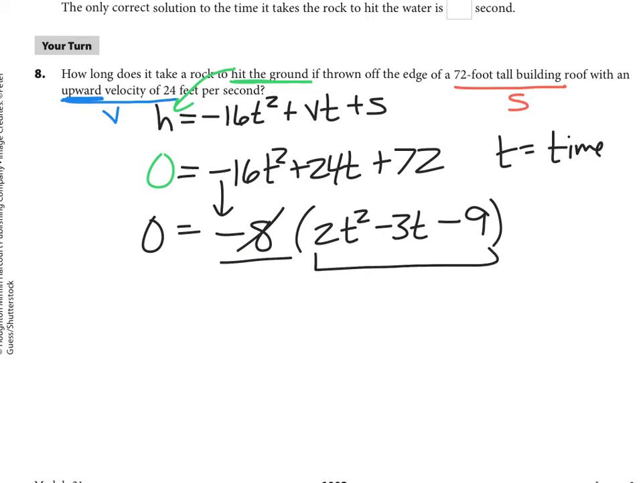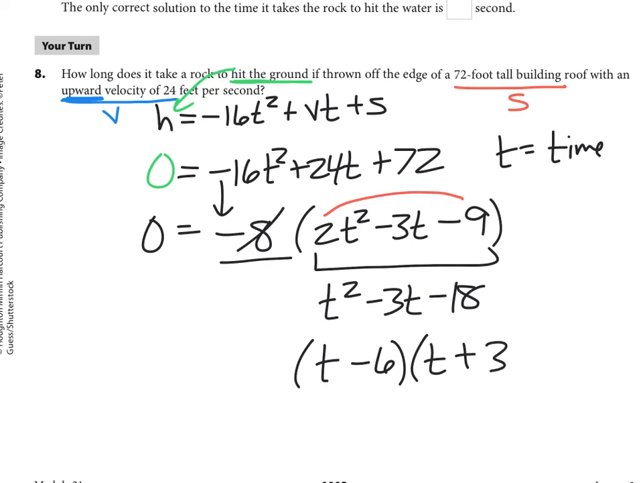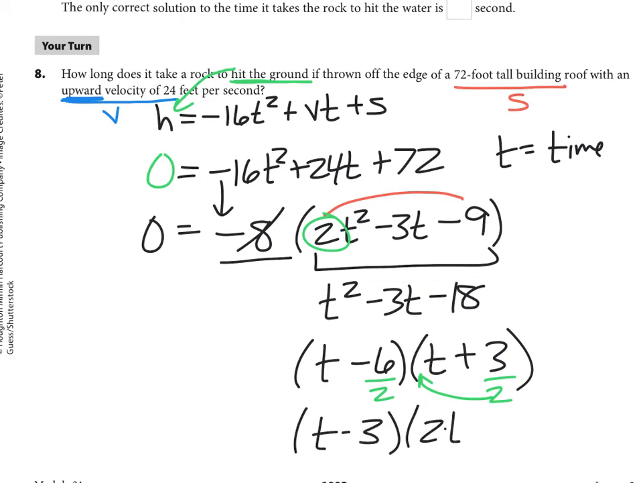So now all I need to do is factor this. I'm going to refer back to the bottoms up method. 2 times negative 9 is negative 18. Factors of 18 that subtract to give me negative 3. So that's going to be t minus 6 and t plus 3. Then I've got to deal with my 2 here. So I divide by 2. Can't divide this one by 2, so that 2 has got to go out front. So here I have t minus 3, and then I have 2t plus 3. Now, all of that is equal to 0.